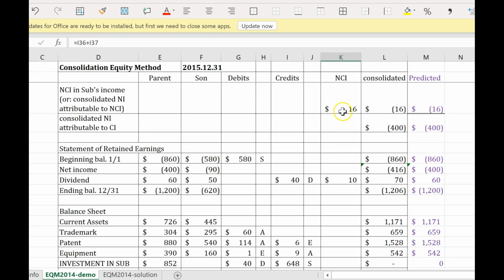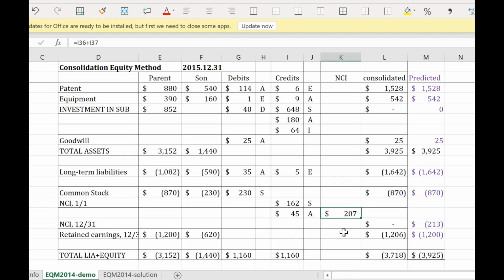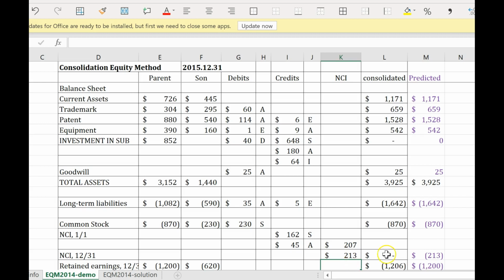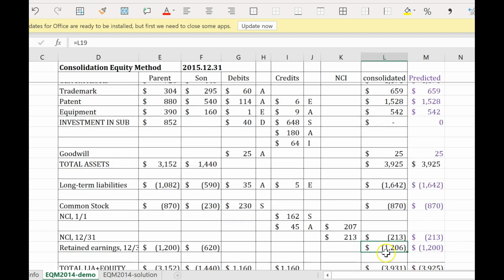I have an increase of NCI because of the net income attributable to it. And then I have a decrease of NCI because of the dividend received from the subsidiary. So the ending balance of NCI basically equals the beginning balance of NCI plus the net income minus the dividend. It's very simple. So that's the 213. All right, so that should be the 213 reported in the consolidated column.